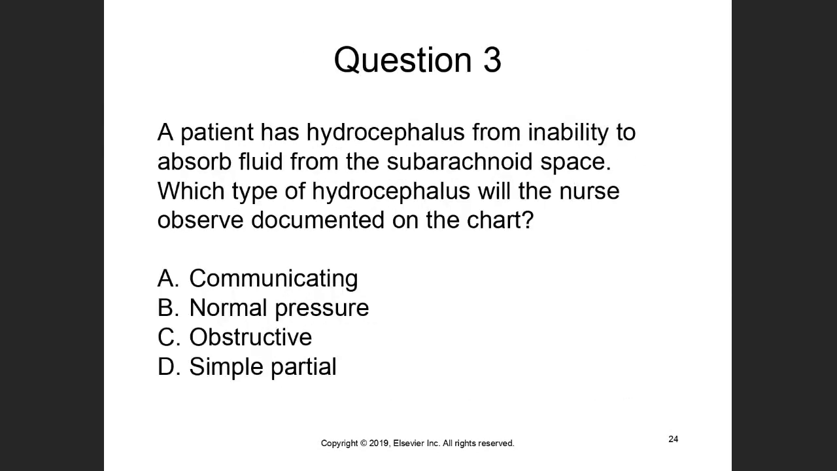And we have question number 3. A patient has hydrocephalus from inability to absorb fluid from the subarachnoid space. Which type of hydrocephalus would the nurse observe documented on the chart? Okay, what is the answer? That's communicating. Okay, you have a problem in the subarachnoid space, communicating.